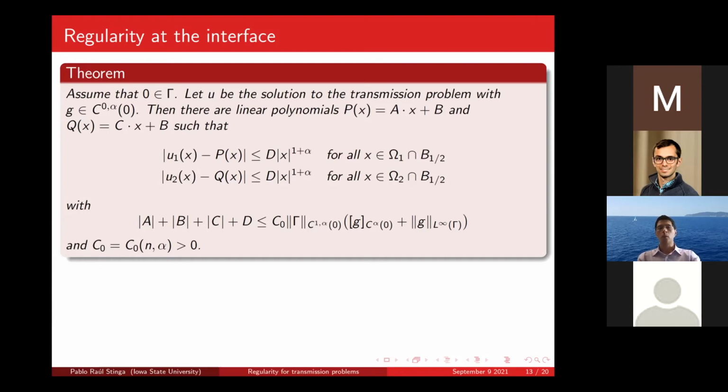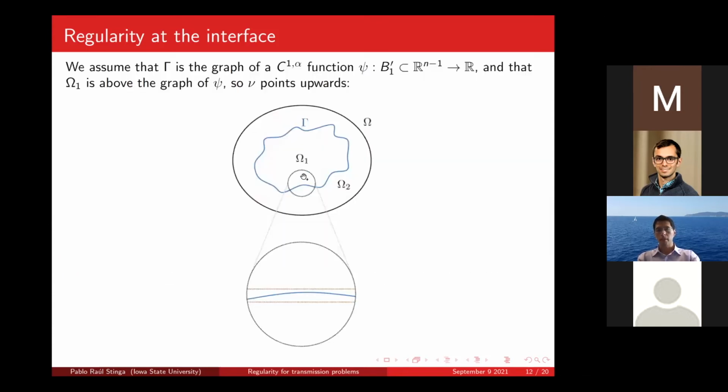So this is exactly what we need, that U detaches from a linear polynomial in a C1 alpha fashion from each side, right? So U1 is above here and U2 is below there, so you need a polynomial for U1 and another polynomial for U2. You cannot have a unique polynomial for both because otherwise you will be C1 alpha across gamma, and we saw in the examples that there are always corners.